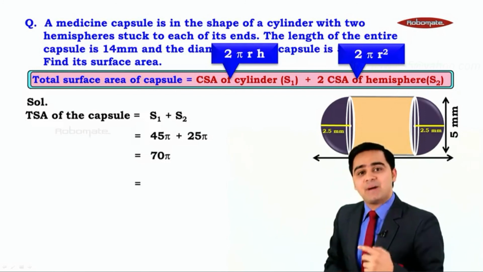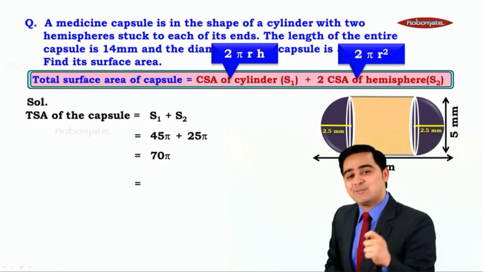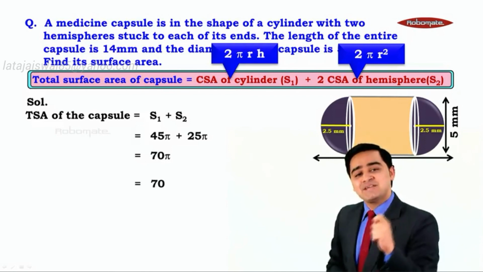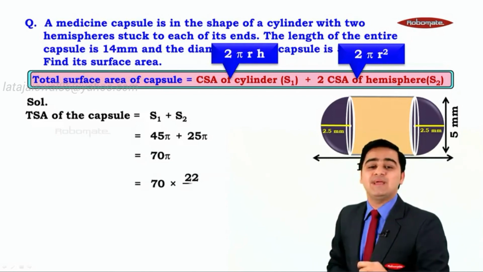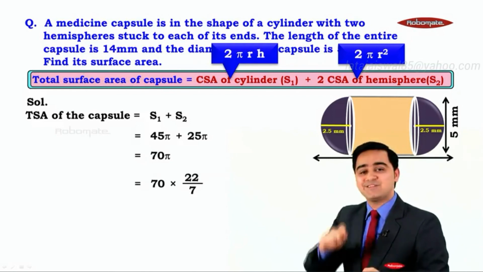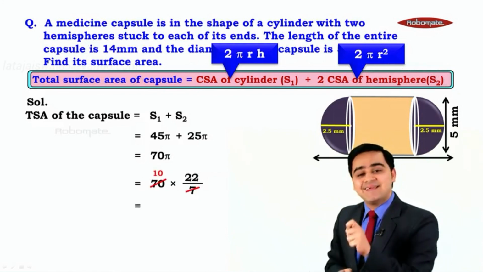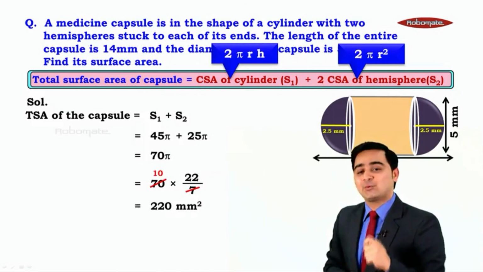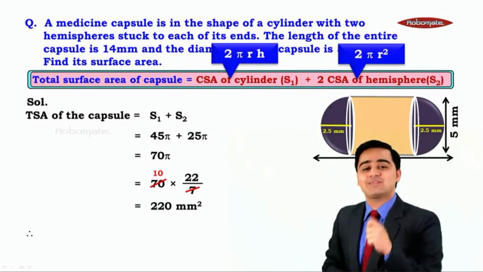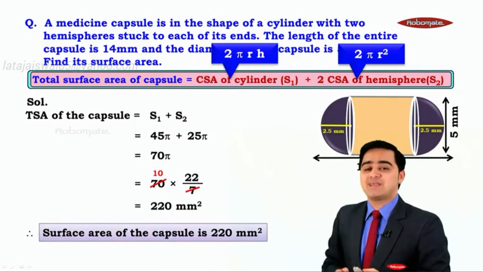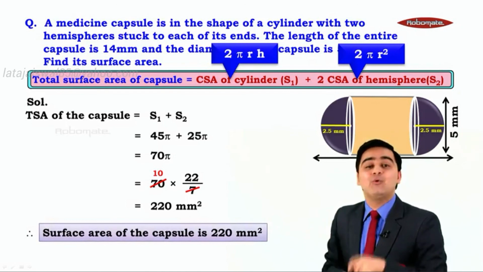Now let us substitute the value of pi. Pi, we know, yes, it is 22 by 7. So the next step is 70 into 22 by 7. Now let us do the cancellations. We can cancel 7 ones are 7, and that is 7 tens are 70. 10 into 22, yes, it is 220. So we have the total surface area of the medicine capsule equal to 220 millimeter square.